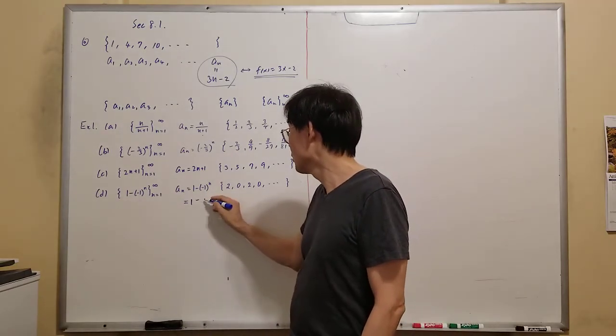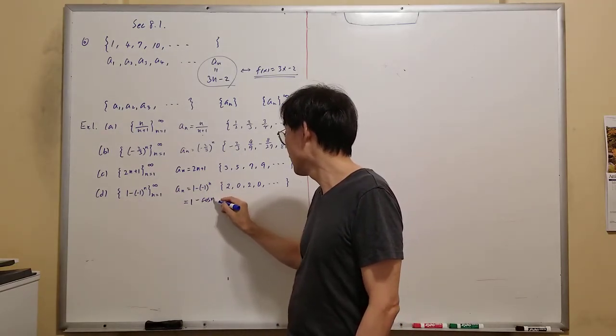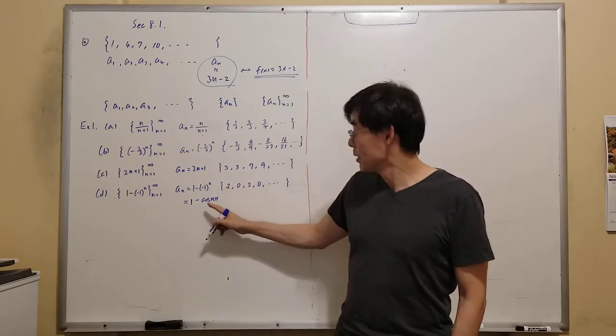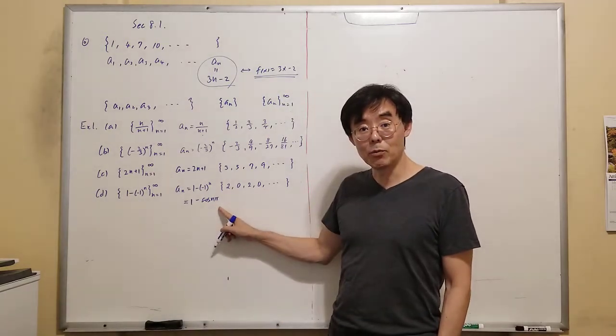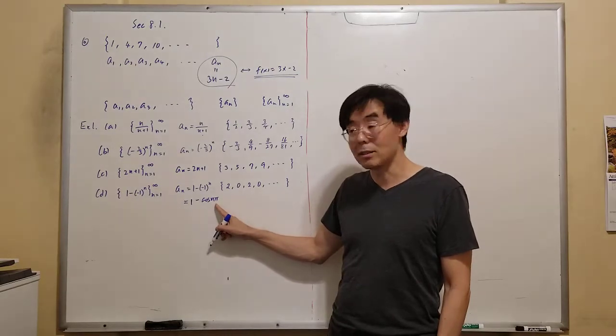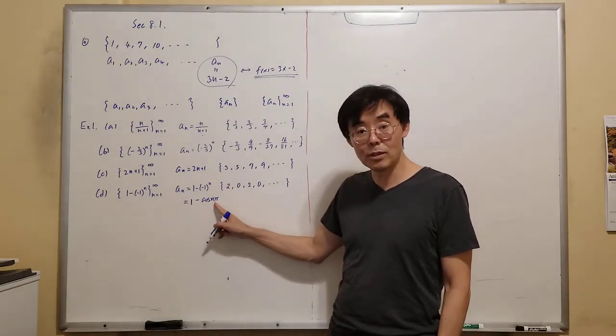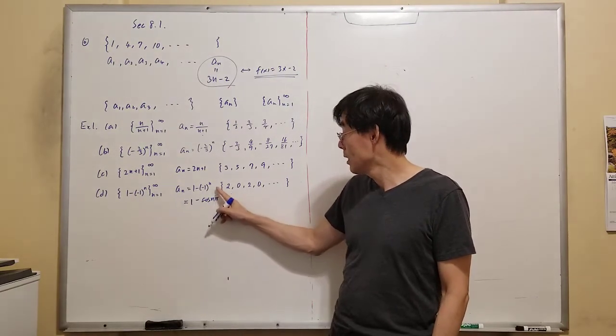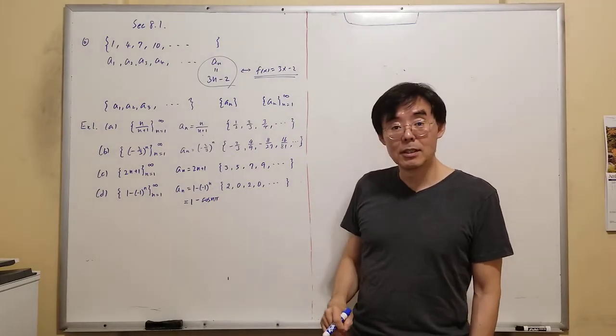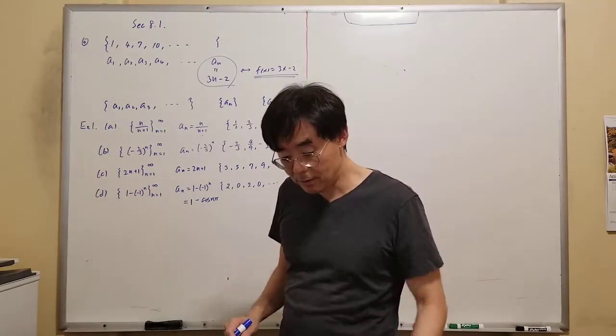Now, negative 1 to the nth can be written as cosine of n pi. Because cosine pi is negative 1, cosine 2 pi is positive 1, cosine 3 pi negative 1, cosine 4 pi is positive 1. So it behaves just the same as minus 1 to the nth.